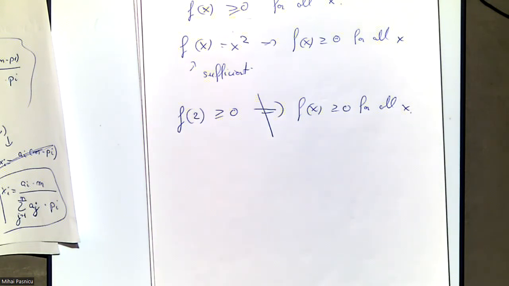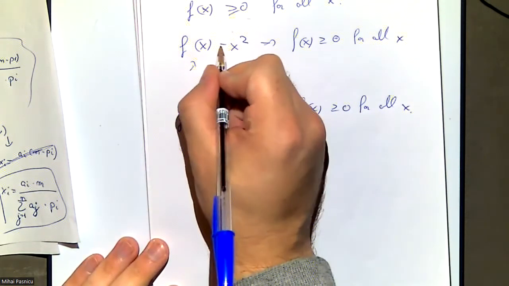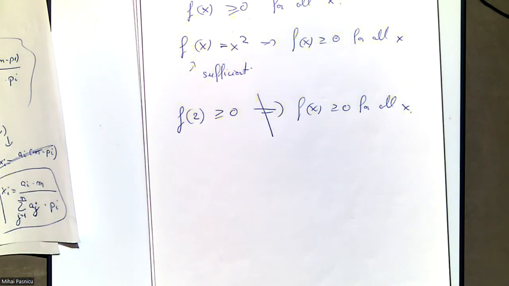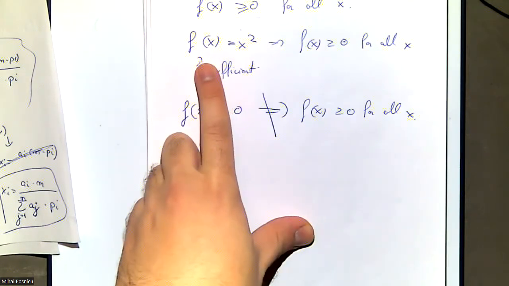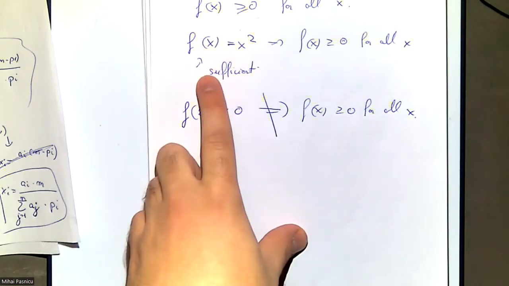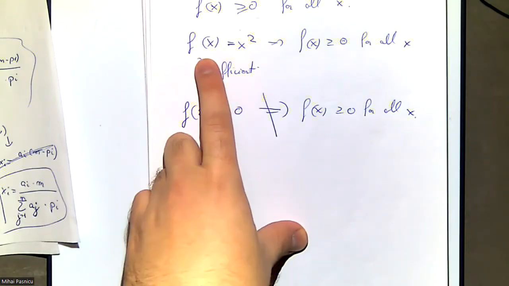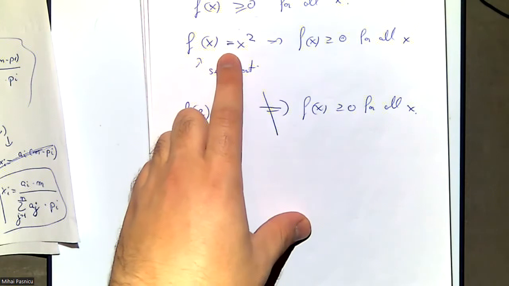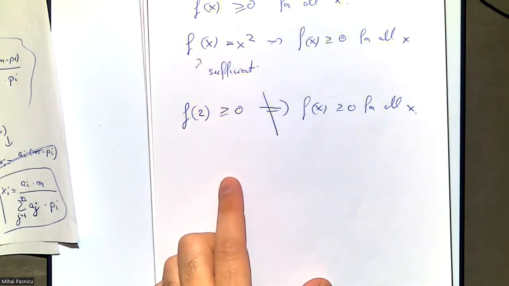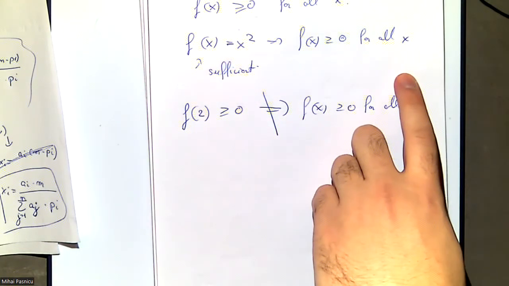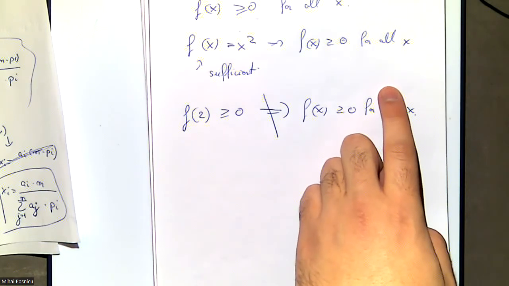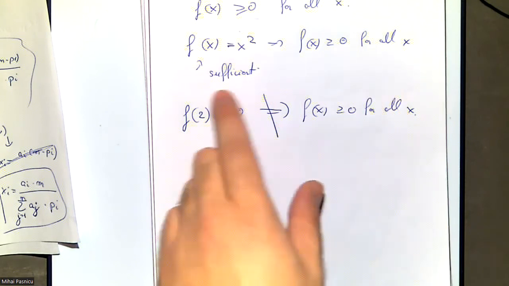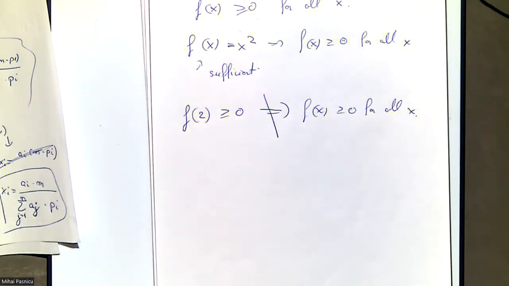Now, I think the example is as simple as I can make it. But this is a sufficient, not necessary condition. Is it necessary for f of x to be in particular equal to x squared, just so I have f of x greater or equal to 0 for all x? No, not really. I could have f of x equal to 2 for all x, and that would be another condition.